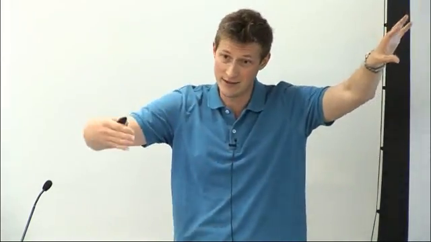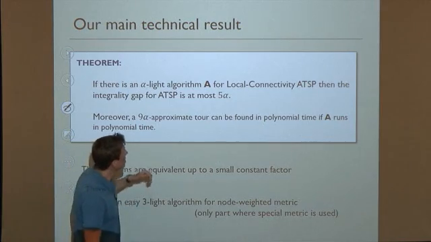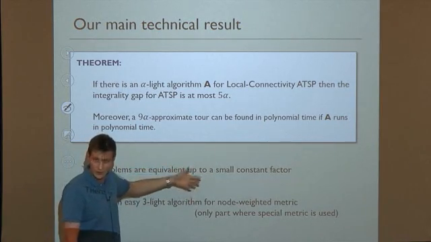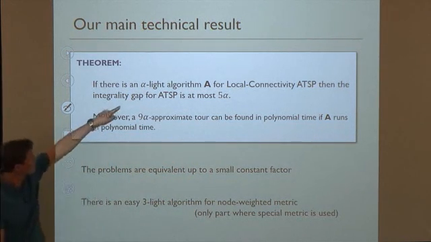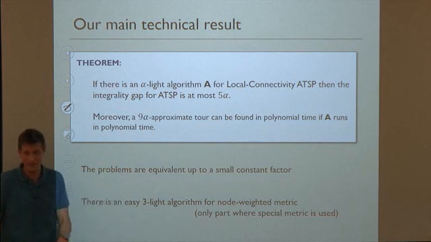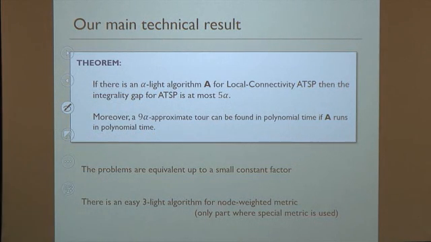Now the problem. We have an easy alpha-light algorithm for node-weighted metrics. You could generalize the definition of local connectivity ATSP to general metrics, but the only place where we can solve it, where we can define an alpha-light algorithm for constant alpha, is node-weighted metrics. So that's why we have it for node-weighted. So this gives you the 15 and 27 for node-weighted metrics.